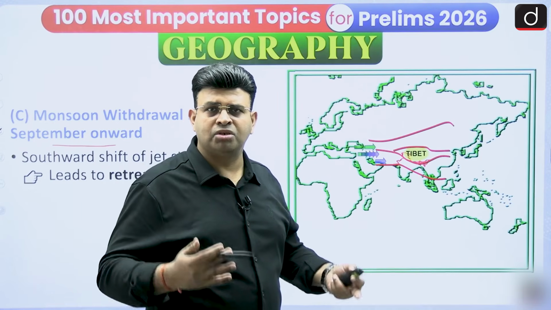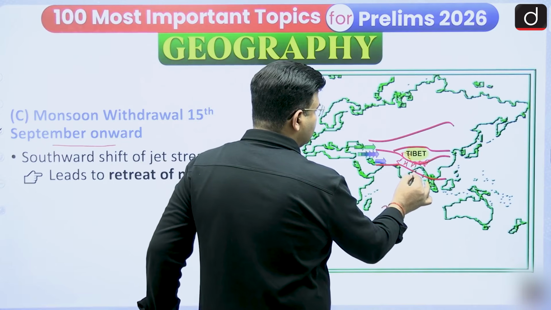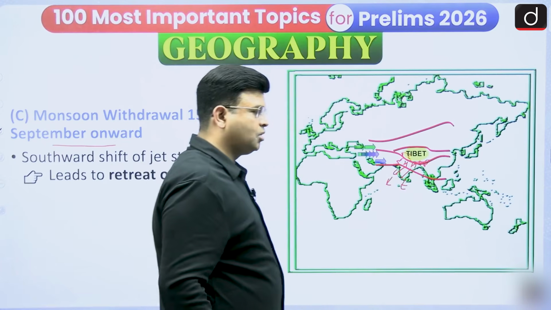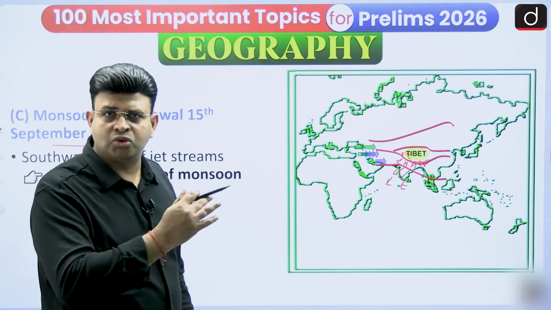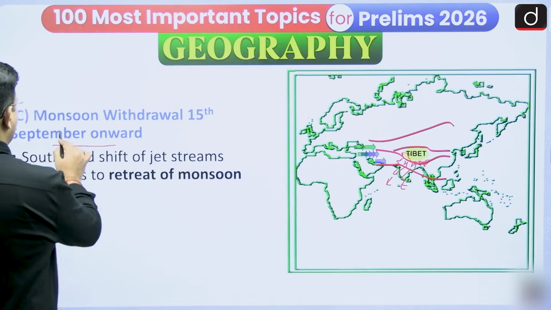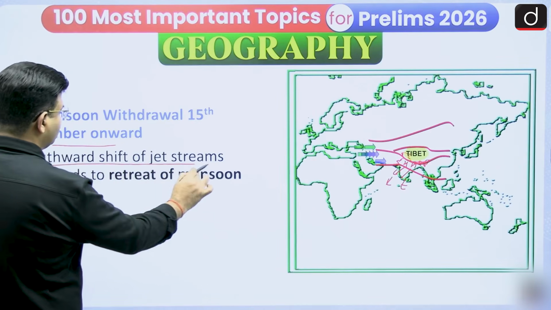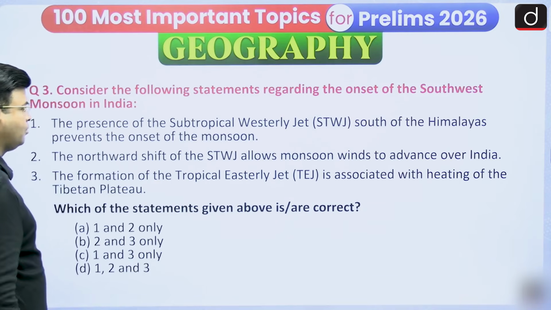And if it becomes a high pressure, the monsoon will stop, and you can say that the wind will start moving away from India. If it is in high pressure and the surrounding region is low pressure, the wind starts moving away from India. That is known as the withdrawal of monsoon. So again, after the 15th September, the southward shift of jet streams will take place and lead to the retreat or withdrawal of monsoon.